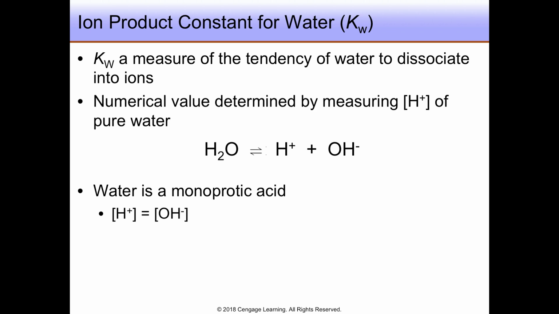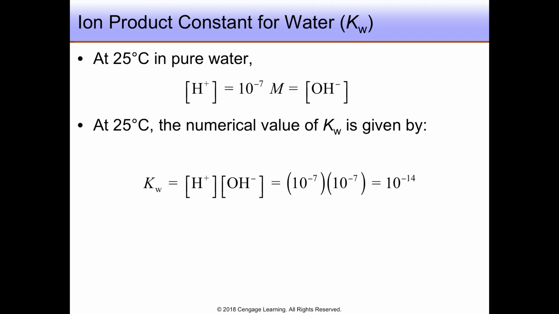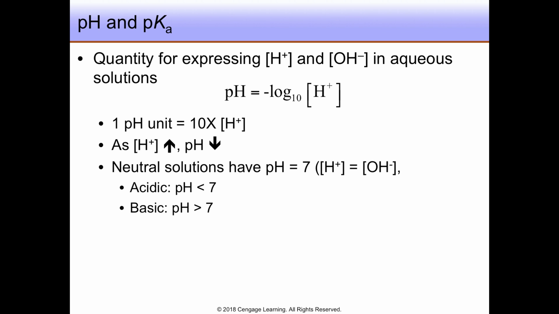Note that because water is essentially a monoprotic acid, the stoichiometry tells us that the concentration of the two ionized forms must be equal. That is, as one water molecule dissociates, it forms one proton and one hydroxide ion. We find that the concentration of hydrogen ions at 25 degrees Celsius is equal to 10 to the minus 7th molar, which must also be the concentration of hydroxide ions. Therefore, our ion product constant must be 10 to the minus 7th molar squared, or 10 to the minus 14.